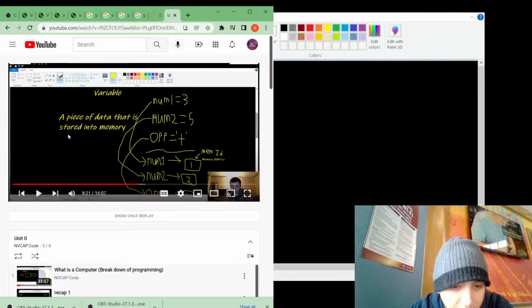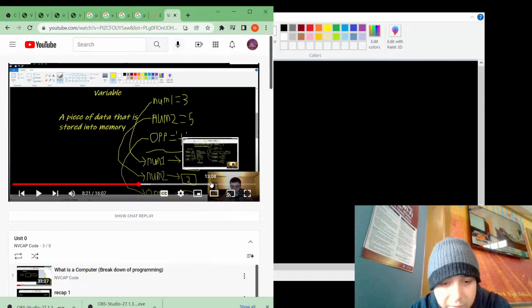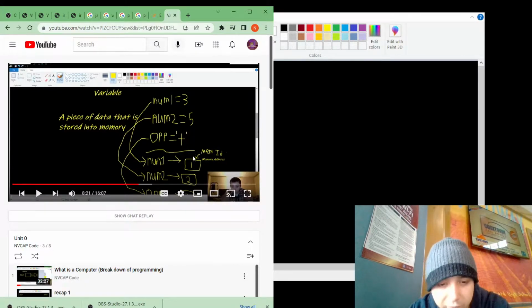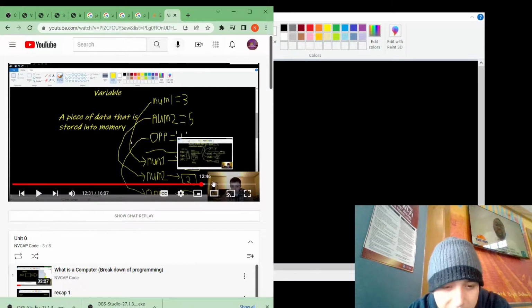A piece of data that is stored into memory. So that's pretty much what this is. Like let's say num1 equals 3. How it would actually work is the memory ID would be 1, and the memory ID would be 2. So there's something called memory addresses, but I'm not really going to get into that. I think I talked about that, just to explain kind of how it does it.